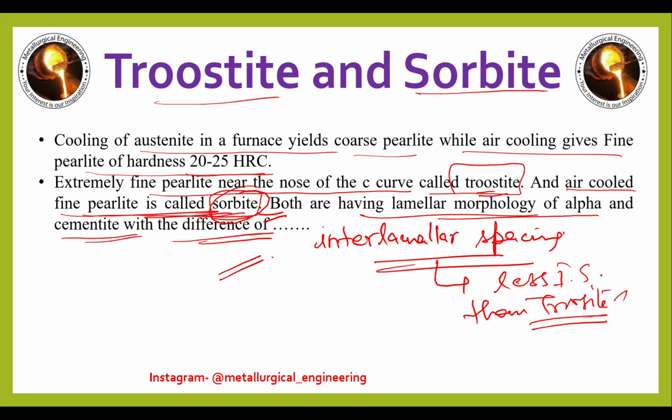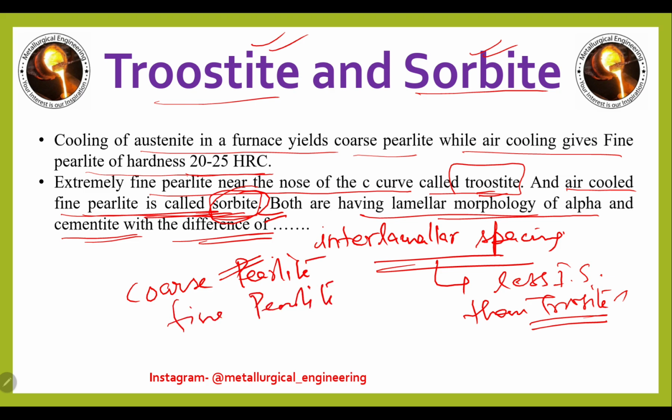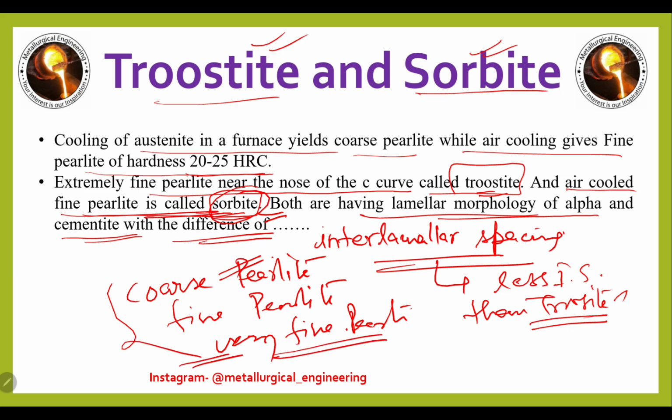In the CCT or TTT diagram, earlier we used these troostite and sorbite names according to the cooling rate, but now generally we use coarse pearlite, fine pearlite, and very fine pearlite. These three are generally in practice now.